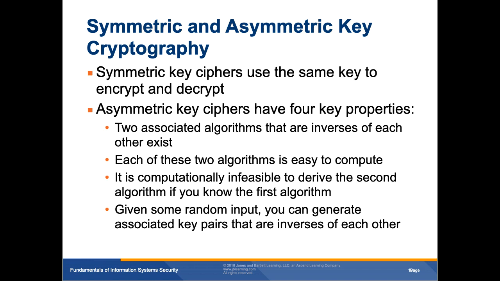So the properties: 2 associated algorithms that are inverses of each other exist, and each of these 2 algorithms is easy to compute. It is computationally infeasible to derive the second algorithm if you know the first algorithm. Given some random input, you can generate associated key pairs that are inverses of each other.